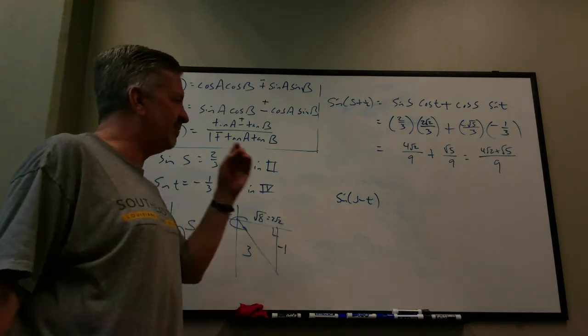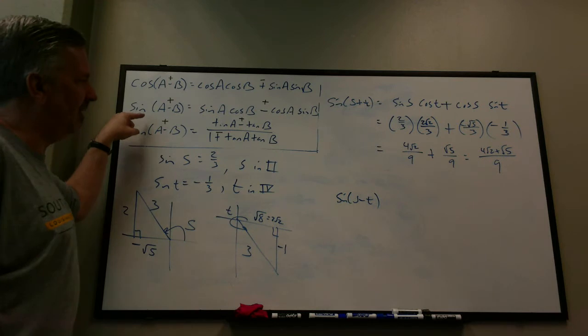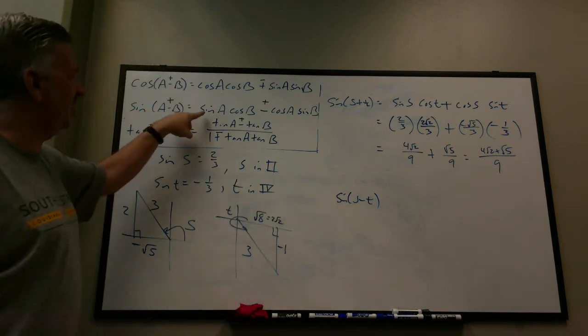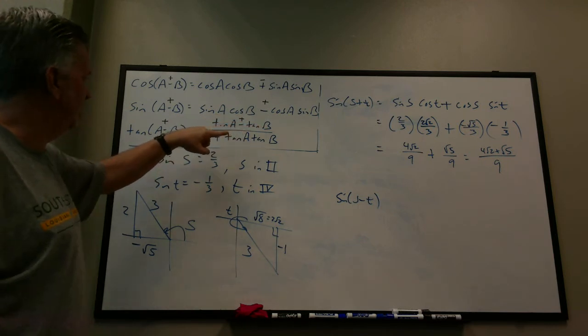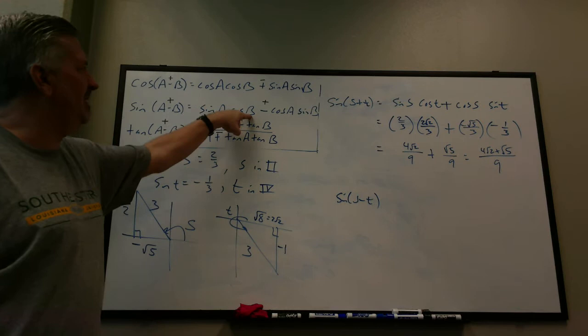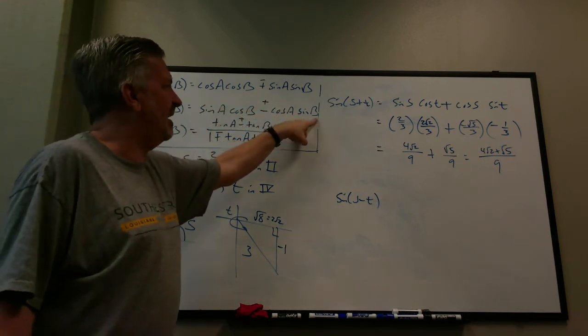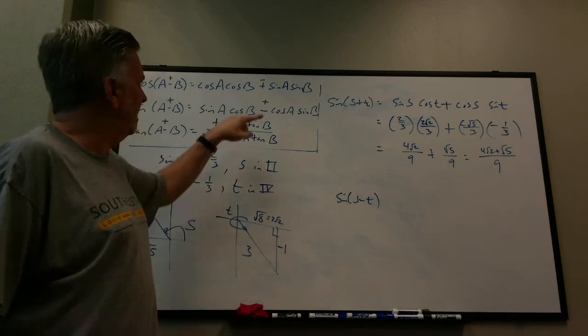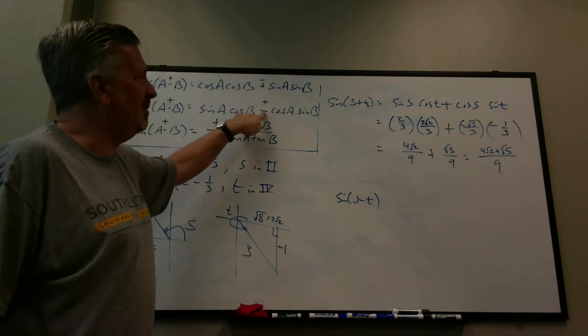Now what about sine s minus t? Sorry, sine of s minus t. Well, let me say it again. Sine of s minus t is sine of s cosine t minus cosine s sine of t. What's the only difference between this and what we just did? Instead of a plus here, it's just going to be a minus.